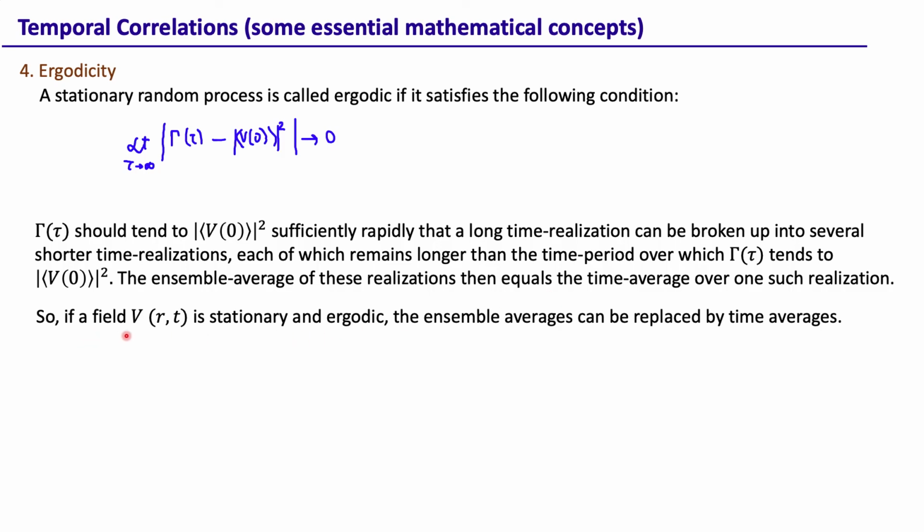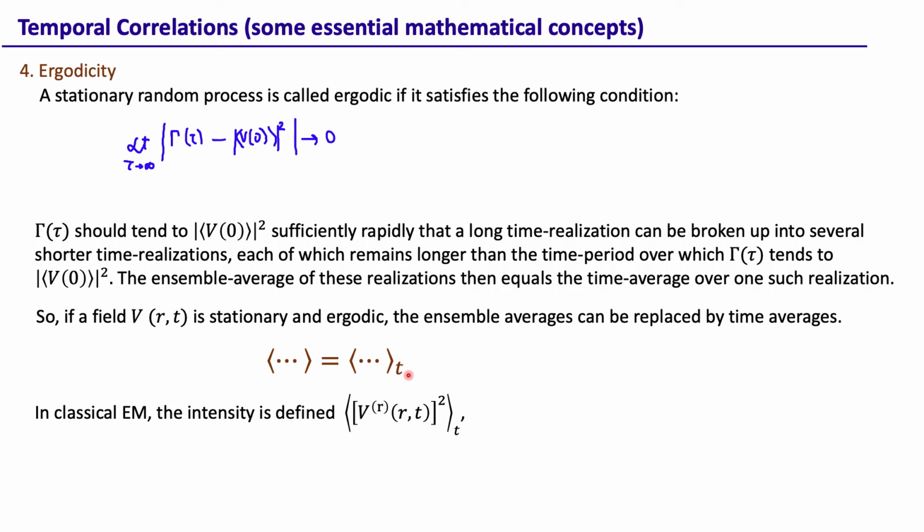Then the point is that if a field is stationary, as we defined earlier, and ergodic as we are defining it here, then the ensemble average can be replaced by the time average. The ensemble average is basically equal to the time average. Okay, just one more point here.